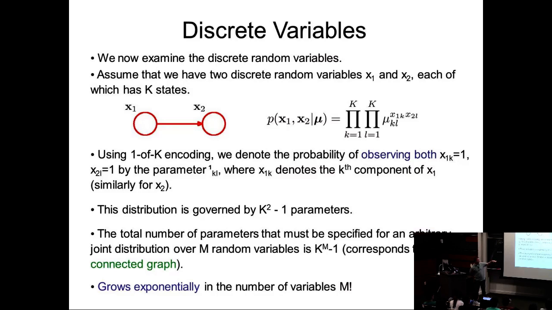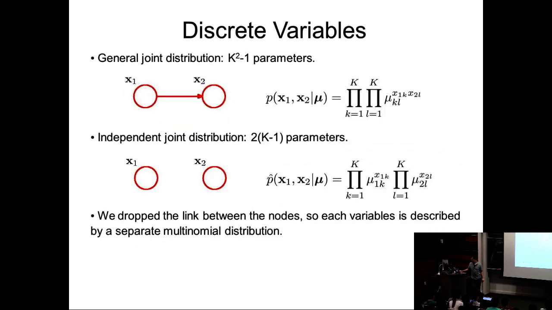So if I have a joint distribution over m random variables, and I want to specify any arbitrary distribution, I'm going to have to specify k to the m parameters. And that will correspond to a fully connected graph. Obviously, you can see exponential dependence here, which is really bad. So the number of parameters grows exponentially. Now, in this particular case, I have k squared parameters since it's fully connected. But if I have independent distributions, then I just have to specify 2 times k minus 1 parameters. I just specify a distribution for each one, and they could be completely independent.